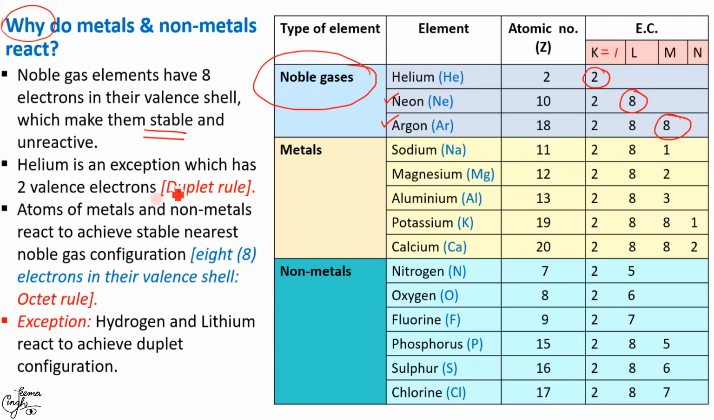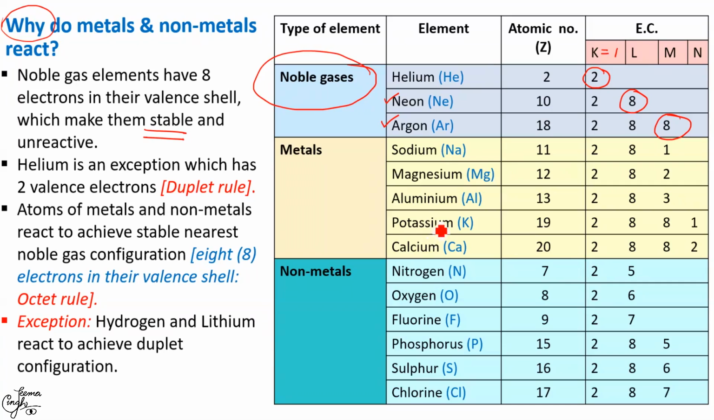We've already spoken about it. It has 2 valence electrons. So if I ask you what makes noble gas elements so stable, the answer is that having 8 electrons in the valence shell is what makes them stable and unreactive. And here by stable we mean that their valence electrons do not participate in chemical reactions.